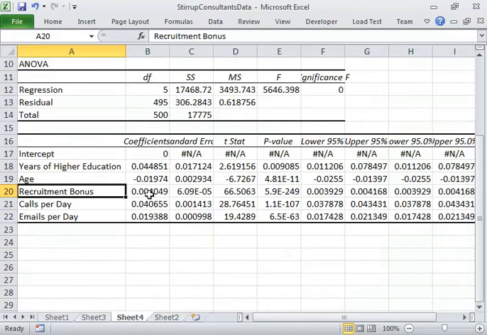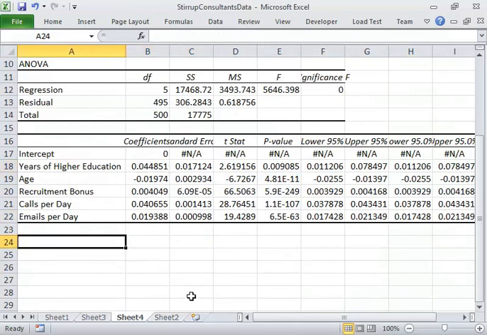But we can see that recruitment bonus, age even has an impact. The older the person is, the lower the number of recruits they're going to make by a bit. So I guess students want to be recruited by people closer to their own age. Calls per day has more of an impact than emails. And years of higher education does have an impact.